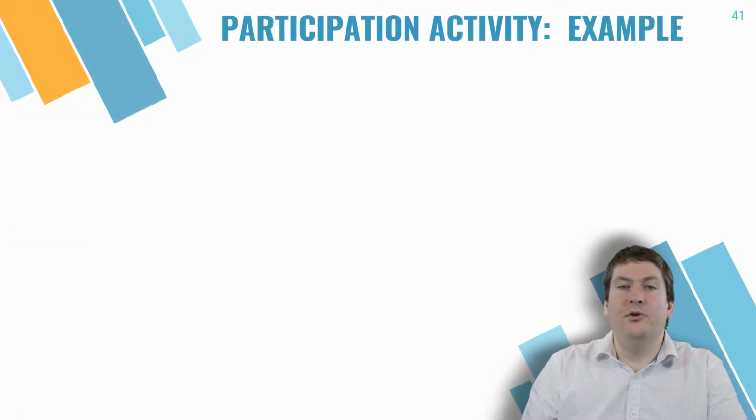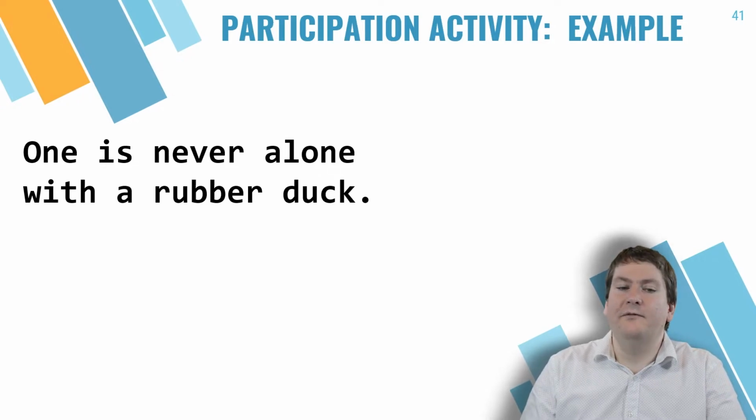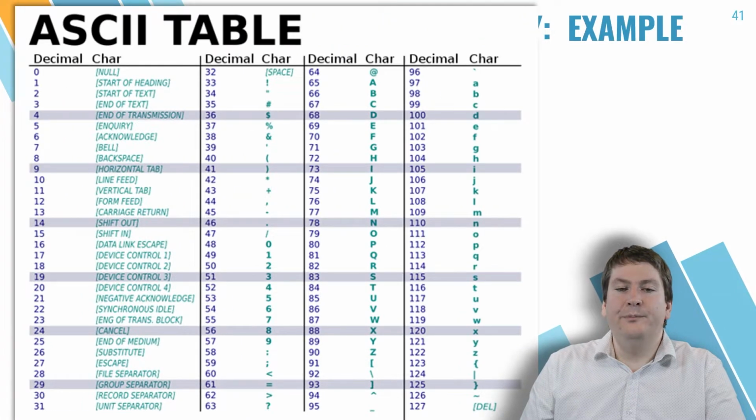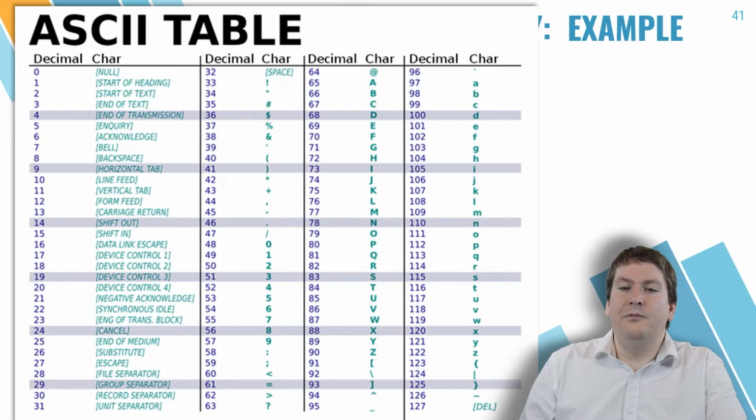So let's take an example of what this would look like. So come up with a sentence. In this case, my sentence is "One is never alone with a rubber duck." So you can use any sentence except for that one. And then we want to use this ASCII table to convert it. I'll post a link to this table in the video description and in the supplemental information on the OWL tab, but you can also pause the video here and use this one.